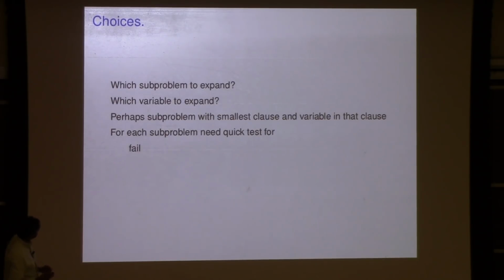What you need for each subproblem is a quick test: is this a fail? We saw in the previous slide that an empty clause is a fail. You don't need to continue enumerating variables along this path. Is it a success? If it is a success, all the clauses are gone. That's the success test. And then there's the maybe, where you just add it to your list of problems and you continue exploring.